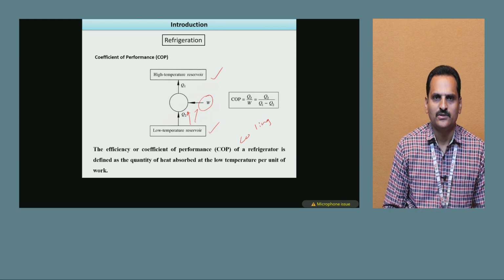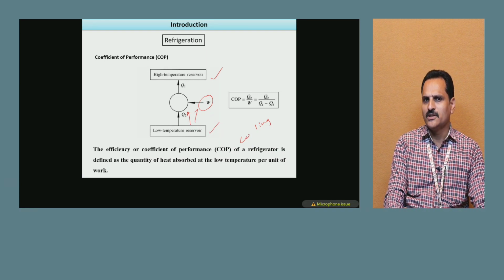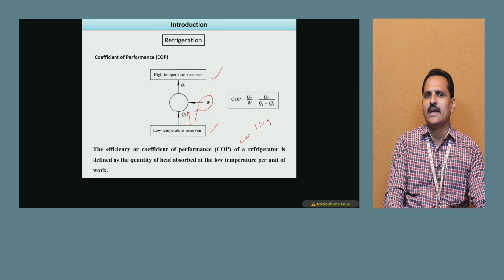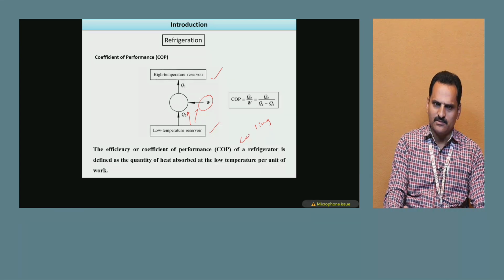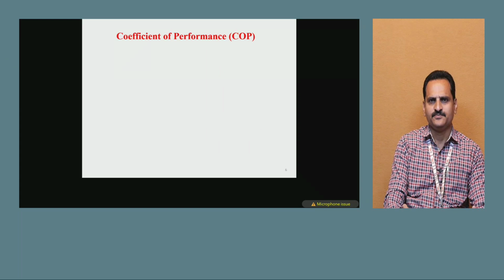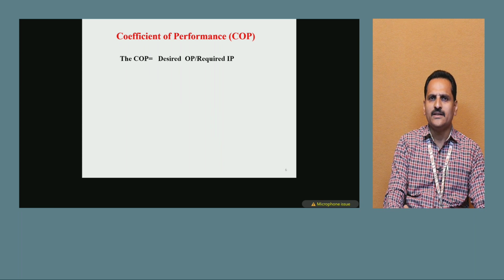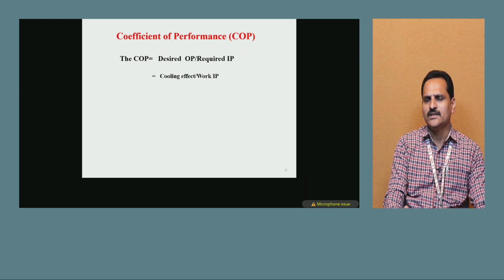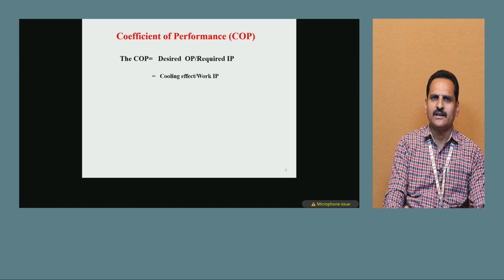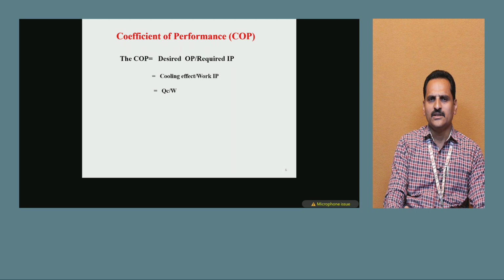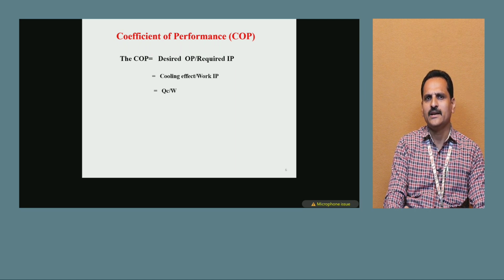Okay. So what do you mean by coefficient of performance of a refrigerator? It can be defined as the amount of heat absorbed at low temperature per amount of work. Mathematically it is defined as desired output to the required input, right? What is the desired output here? Cooling effect. What is the required input here? Work that is produced by electricity. The amount of electricity applied to the system. So, in terms of notations, QC by W.